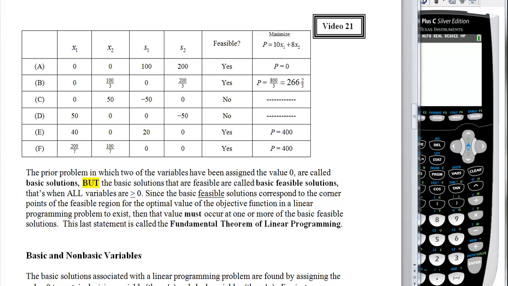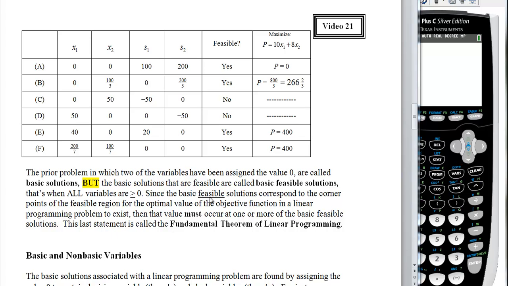Okay, now we're going to continue with the table method, and the table that I've got here is the one that we had just a few in the last video. Now, in the prior problem, which two of the variables have been assigned the value of 0 are called basic solutions, but the basic solutions that are feasible are called basic feasible solutions. That's when all the variables are greater than or equal to 0.